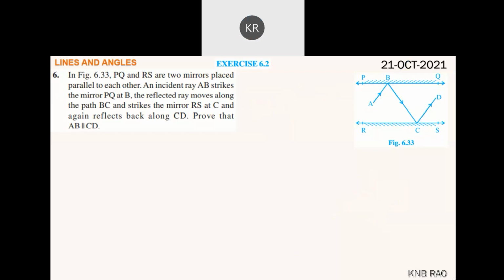Sir, we can draw a perpendicular from B, sir. Line PQ on point B, sir. Okay. And same from point C also, sir. Now tell me. Angle of incidence is angle of reflection, sir. So angle ABC will be equal to angle BCD, sir.